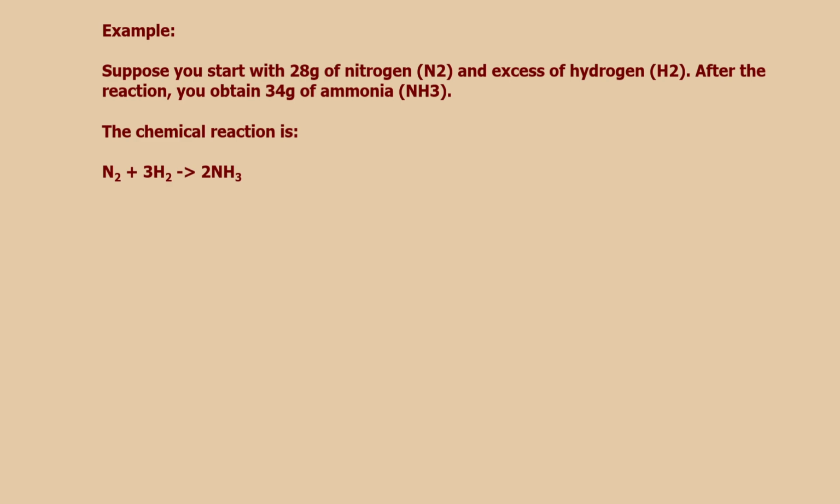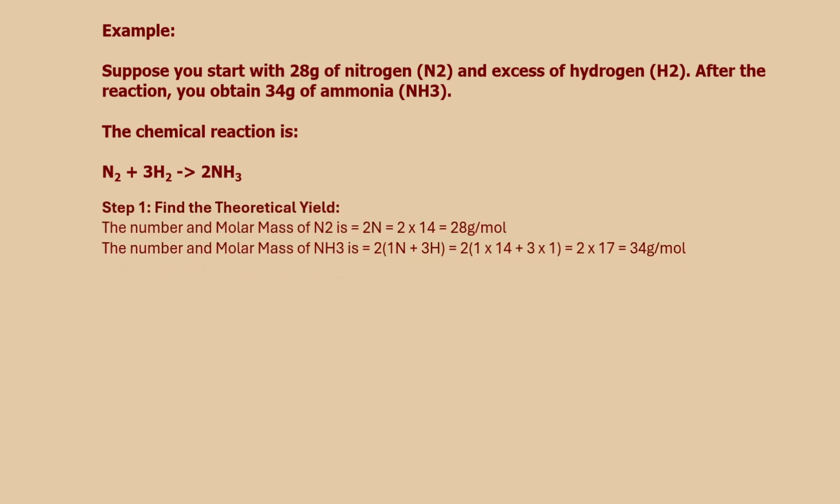Example: suppose you start with 28 grams of nitrogen, N2, and an excess of hydrogen, H2. After the reaction you obtain 34 grams of ammonia, NH3. The reaction is N2 + 3H2 produces 2NH3. Step 1. Find the theoretical yield.